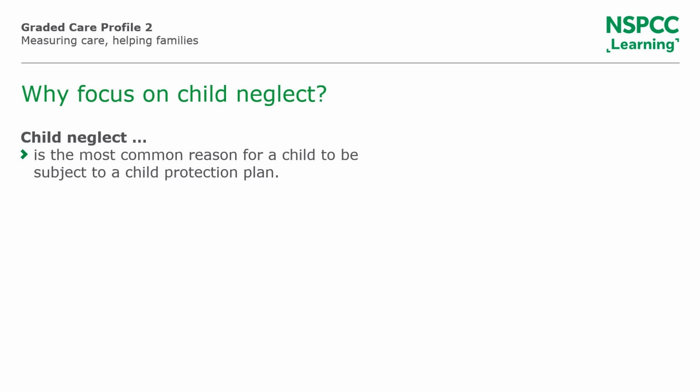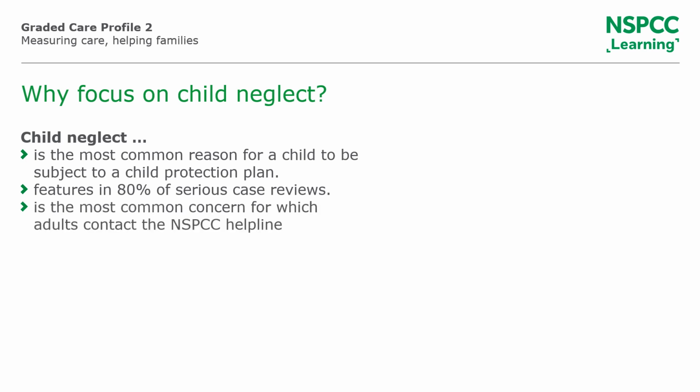So why should we focus on child neglect? Well, child neglect is the most common reason for a child to be subject to a child protection plan. It features in 80% of serious case reviews or child safeguarding practice reviews where a child has been significantly hurt or died. It is the most common concern for which adults contact the NSPCC helpline when they're concerned about a child or young person, and the most prevalent form of child maltreatment in the UK.